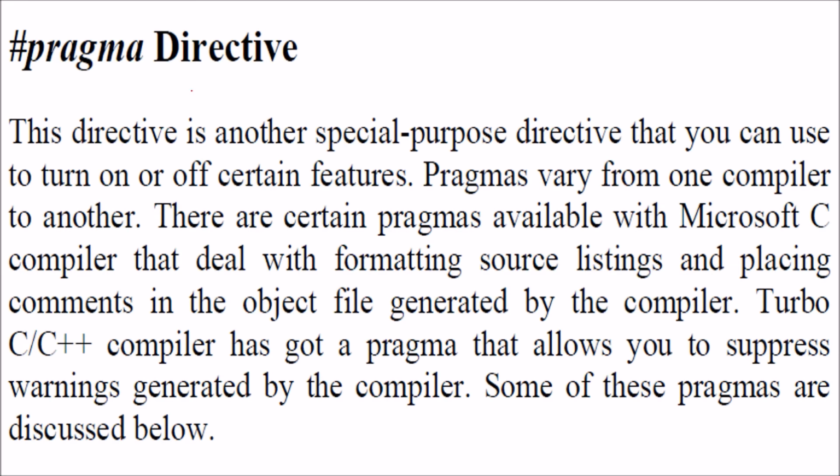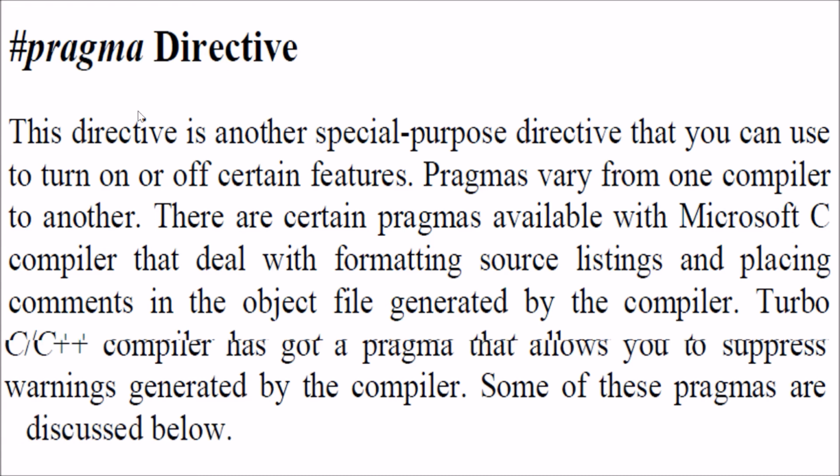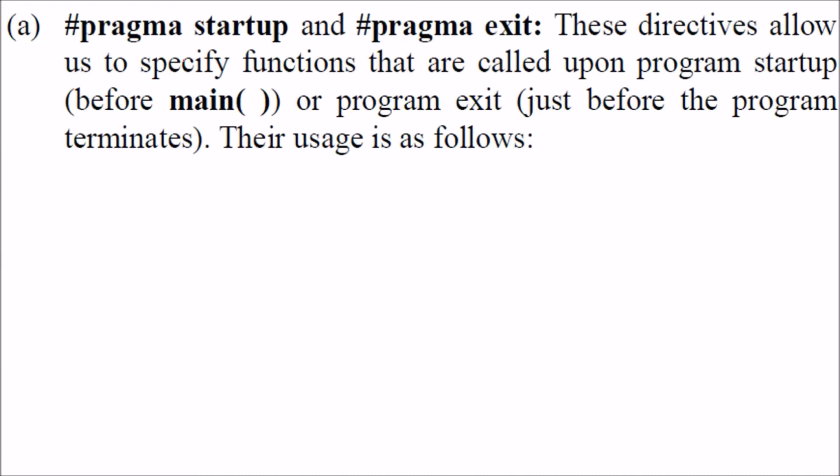When we come to pragma directive, this is again a special purpose directive when you want to turn off and turn on certain features. If you write certain programs in Microsoft C compiler, then there are certain listing and comments that the compiler will generate. Now you want to suppress the warnings which are generated by the compiler. You well in advance know that these kind of warnings are going to come. You want to suppress them. How to do that? This is done using your pragma.